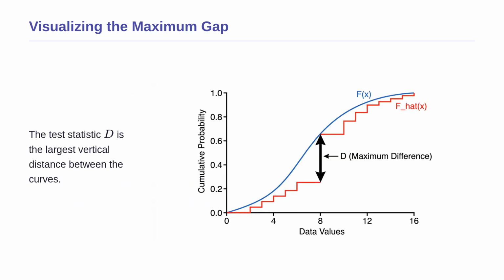Let us visualize this maximum gap. On this graph, the horizontal axis represents our data values, and the vertical axis represents the cumulative probability from 0 to 1. The smooth blue curve is our theoretical expectation, F of x. The red staircase is our empirical data, F hat of x. Notice how the staircase climbs up and follows the general shape of the blue curve. The black double-sided arrow labeled D shows the single point where the vertical distance between the red steps and the blue curve is the absolute largest. This specific distance is our test statistic.